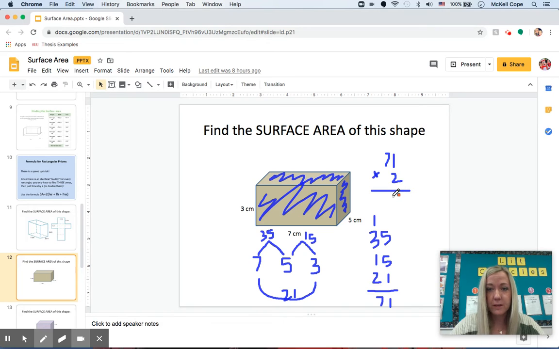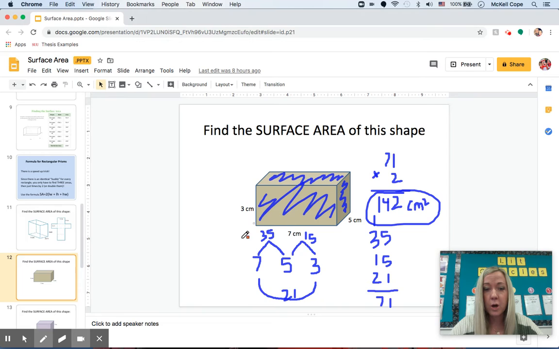And that gives me a total of 142. Now remember, anytime we're finding the area, we want to make sure that we do it in square units. So this right here is my grand total of the surface area of all of these put together.